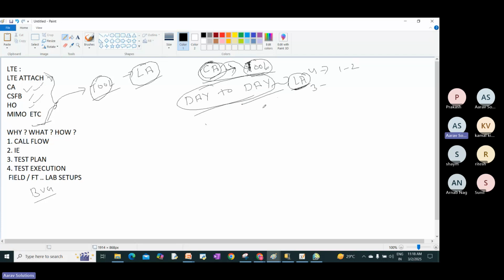So throughout our journey of approximately 4 months, all the tools we have, I will show you how many tools we have. We will discuss all those tools, maybe for LT attach I'm using one tool, and for CA I'm using some other tool.